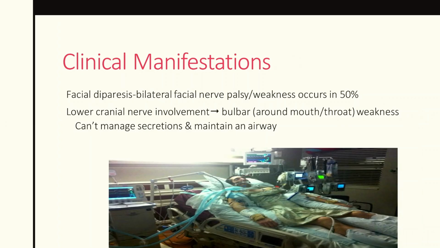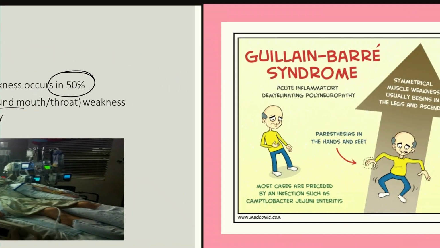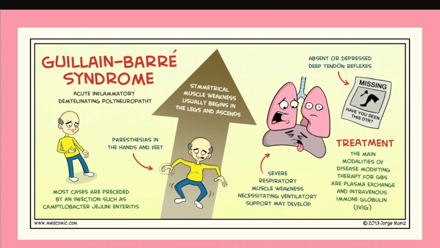50% of people will have some facial nerve palsy, weakness. Lower cranial nerve involvement can also occur with bulbar weakness around the mouth. And they can't manage their secretions, they can't manage their airway, so they may need to be intubated while they're recovering from the GBS. And here's another good summary slide to review for your GBS.